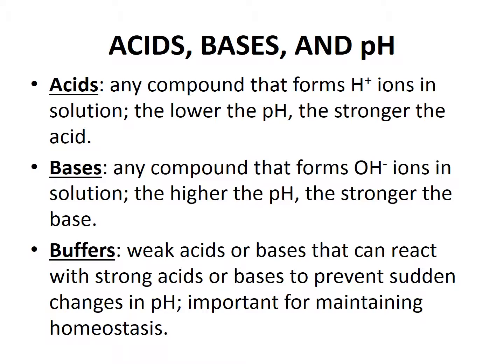One way pH is regulated in organisms is by substances called buffers. Buffers react with strong acids or bases to prevent sudden changes in pH. This is important for maintaining homeostasis. Just a small change in pH can disrupt cell processes, and a blood pH greater than 7.8 or less than 6.8 is deadly.